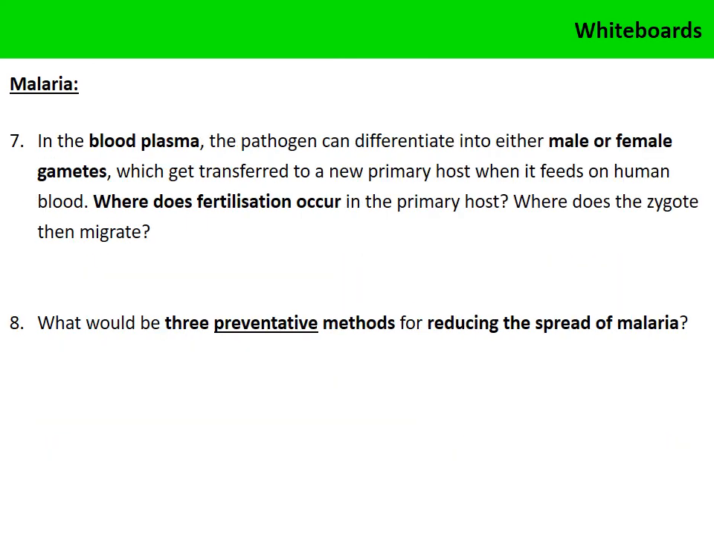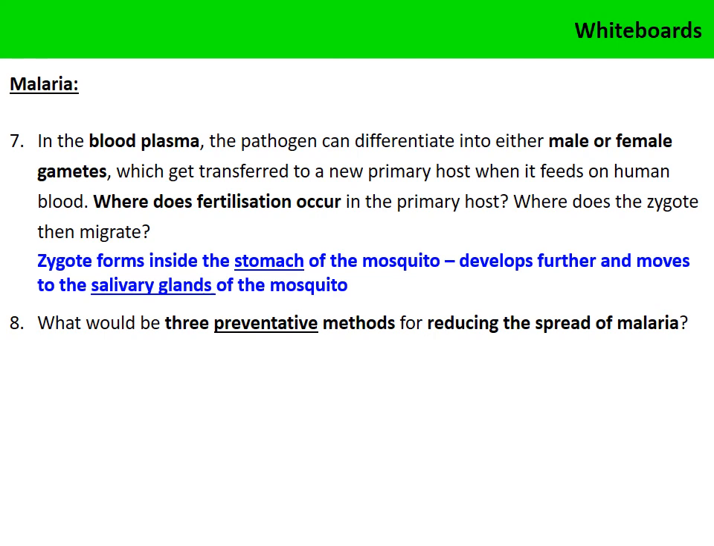Now, in the blood plasma, the pathogen can differentiate into either male or female gametocytes that further develop into the male or female gametes. These get transferred to a new primary host when it feeds on human blood. Where does fertilization occur in the primary host, and where does the zygote then migrate to? Well, the zygote forms inside the stomach of the second female mosquito. It further develops and moves or migrates towards the salivary gland of the mosquito.